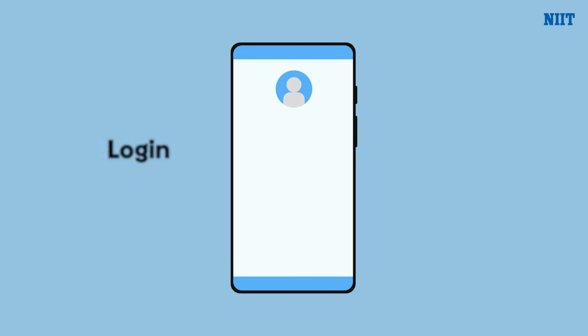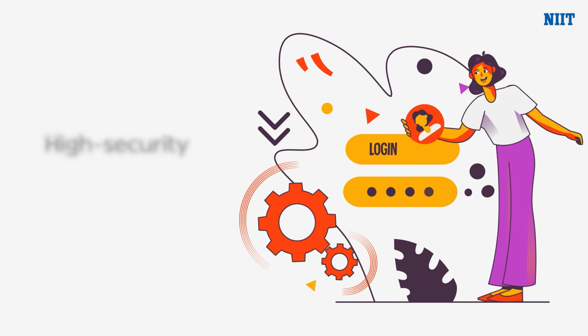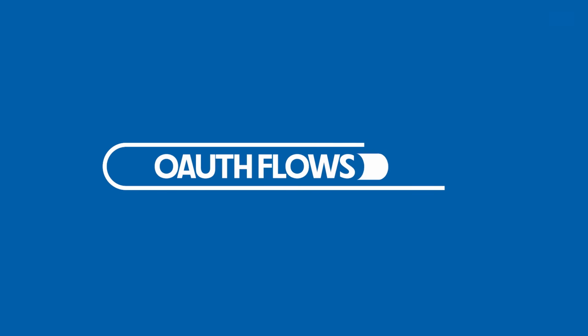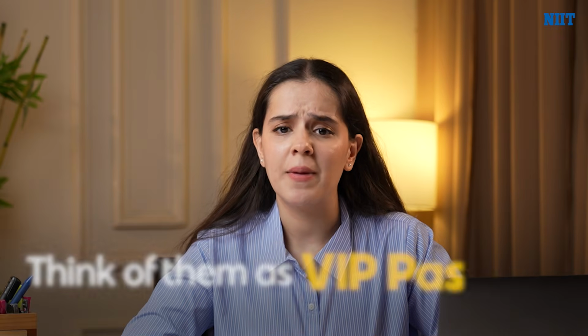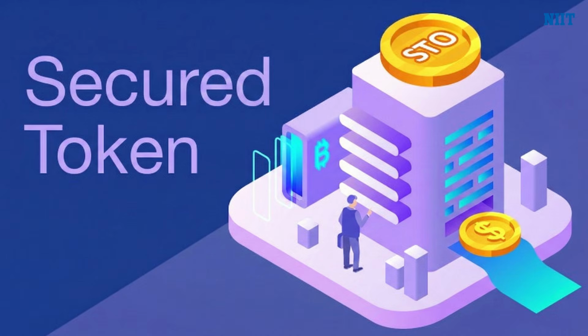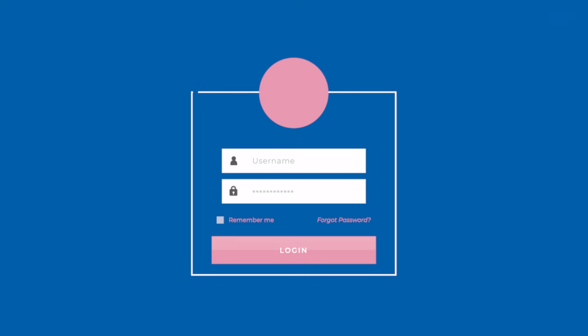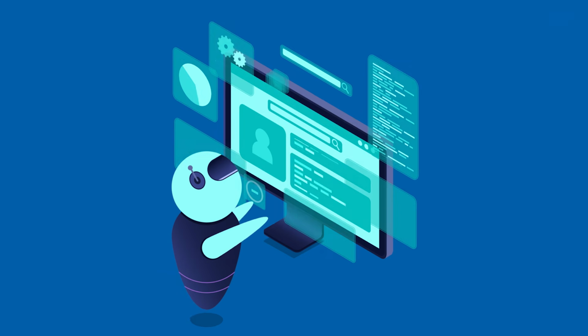The moment you hit login, a lot happens in the blink of an eye. To you, it's just a username and password. To the platform, it's a high security checkpoint. First, OAuth flows step in. Think of them as VIP passes for the internet. Once verified, you're handed a secure token, your backstage badge that lets you move around without flashing your ID every 2 seconds. Behind the scenes, session management checks that badge every time you click, scroll or open a new screen, making sure it's valid, untampered and timed to expire before anyone else can misuse it.